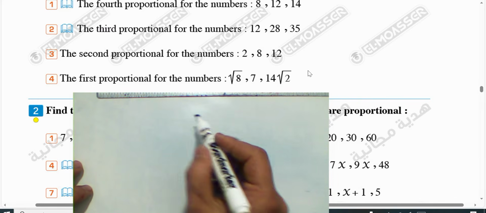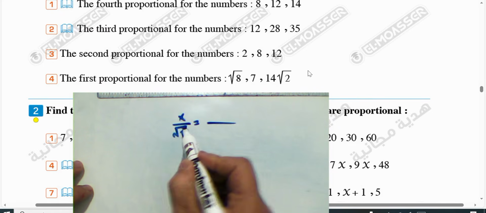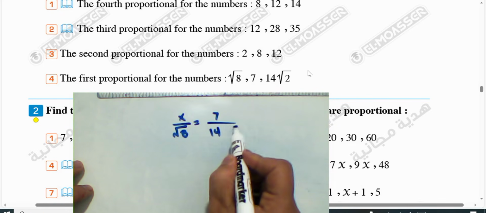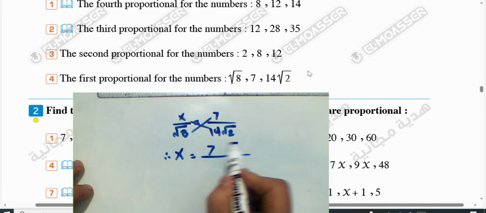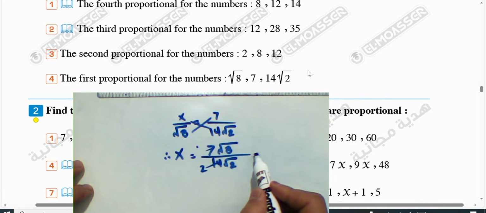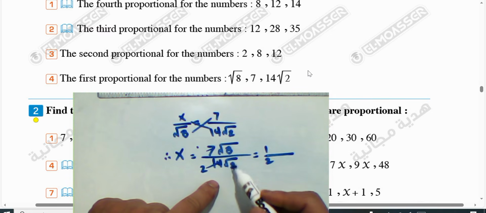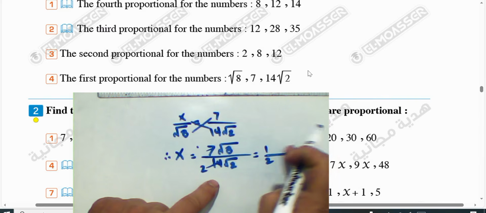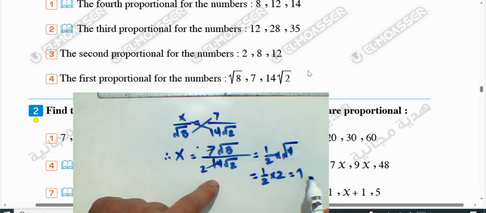Find the first proportional here. First, write x over second, square root of 8, equal third over fourth. The value of x equal the product of extremes, 7 times square root of 8 divided by 14 root 2. 7 divided by 7 is 1, 14 divided by 7 equal 2. Right here, half. Square root of 8 divided by square root of 2, you can divide them together. Okay, write this, square root of 8 divided by 2 is 4. Then we have half times square root of 4 equal 2, half of 2, it will be 1.